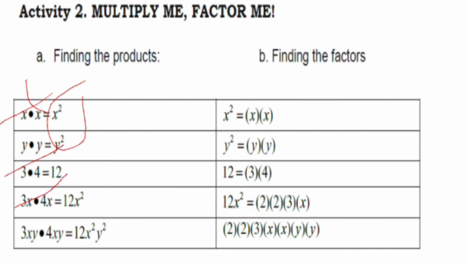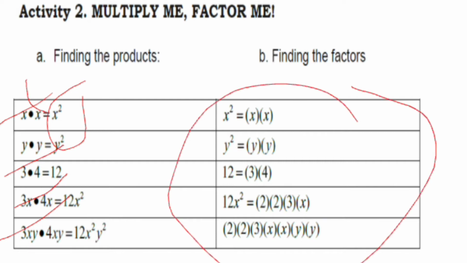The other one, we have 3xy times 4xy. So 3 times 4, we have 12. Then x times x, we have x squared. Then y times y, we have y squared. So that's how we find the products of each monomial term. So how about this one?